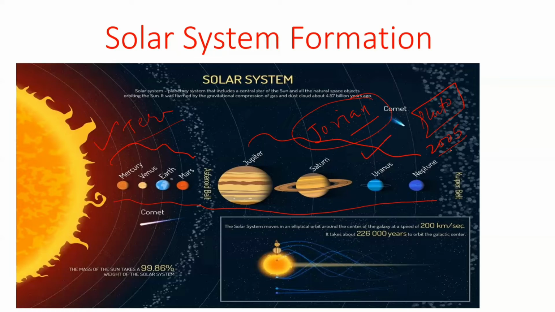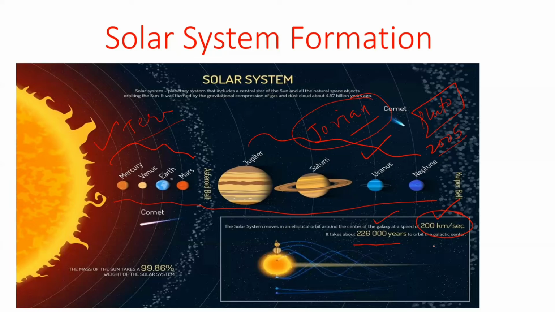Also, our solar system moves in an elliptical orbit around the center of our galaxy at a speed of 200 km per second. That means we are not at a constant place in the universe. We are moving at a speed of 200 km per second. So it takes around 226,000 years to orbit the galactic center. And what is at the galactic center? That is a supermassive black hole at the center of our galaxy. And our galaxy's name is Milky Way, right?